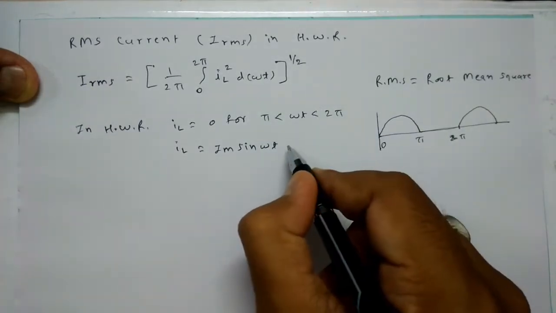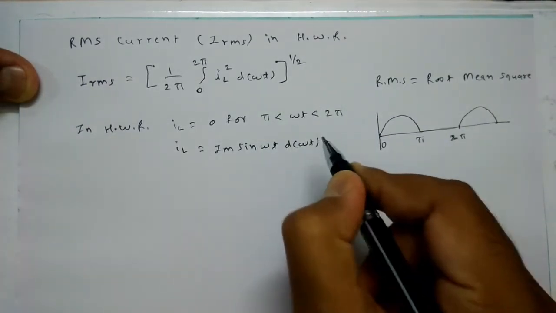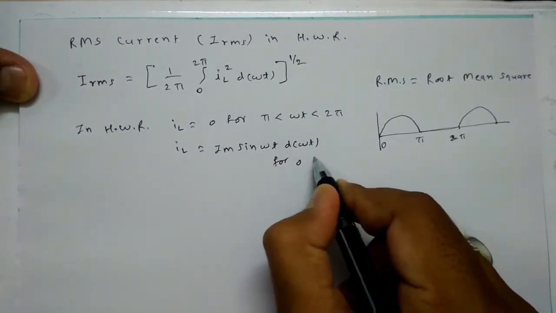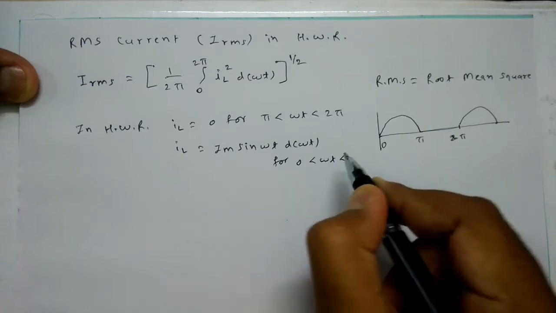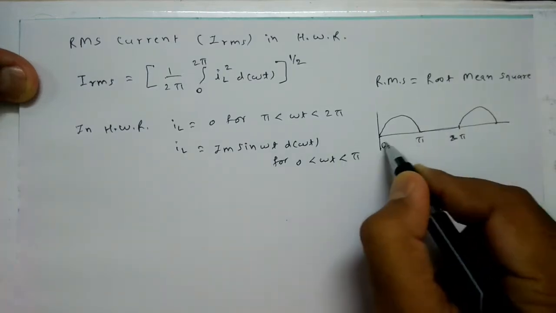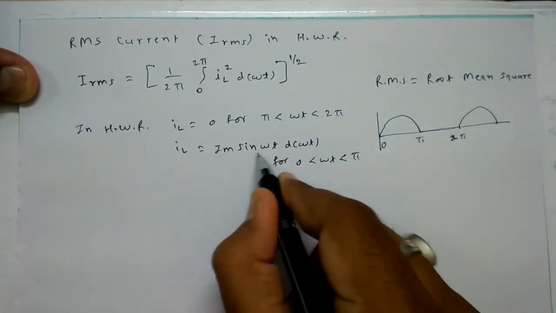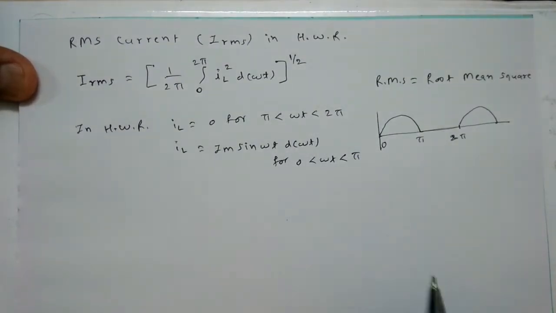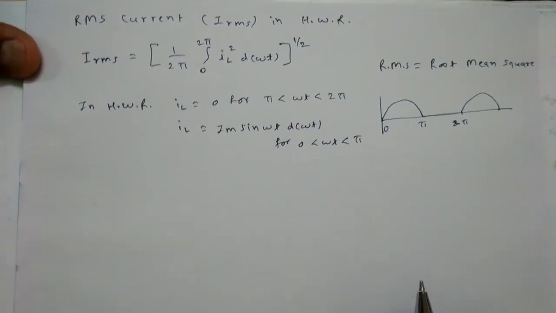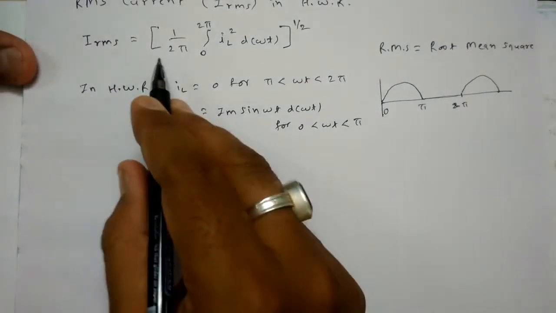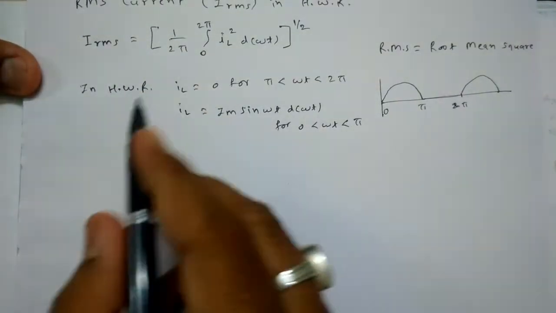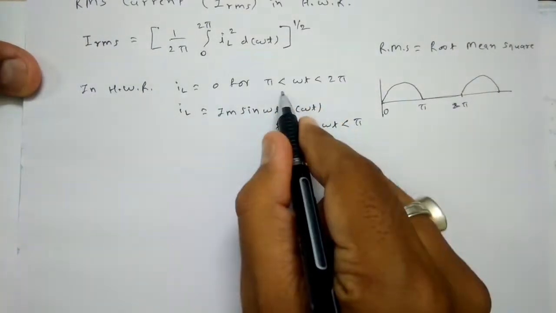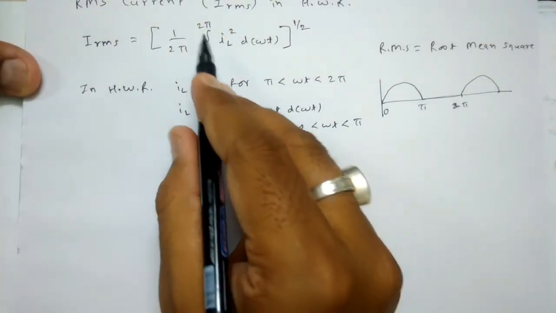Sine omega t and d omega t for 0 to pi. So from here to here we are having this equation Im sine omega t d omega t. This thing we already covered, but just if any confusion I have written it once again. Now we have to put this value in the equation of IRMS to get the final result. So we'll put here, and now we'll omit this 0. So we'll take this limit from 0 to pi only.